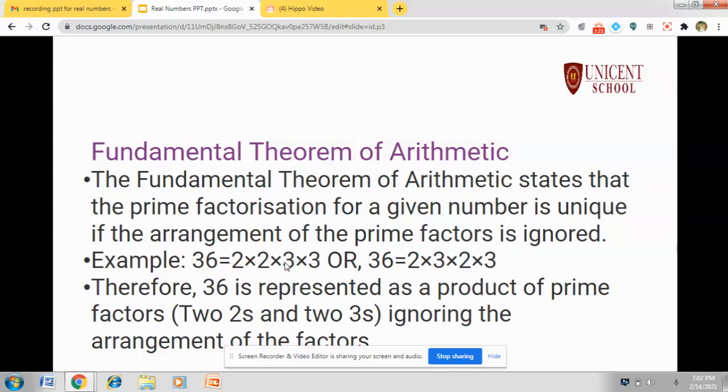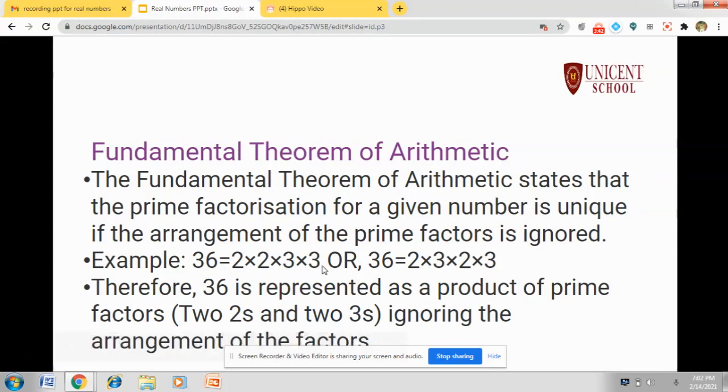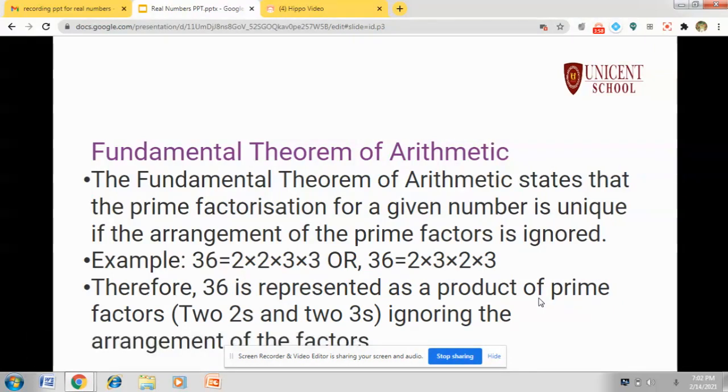For example, we take 36. The prime factorization of 36 is 2 into 2 into 3 into 3, or it can also be written as 2 into 3 into 2 into 3. Overall, in the prime factorization of 36, we have two 2's and two 3's. Therefore, 36 is represented as the product of prime factors, two 2's and two 3's, ignoring the arrangement.